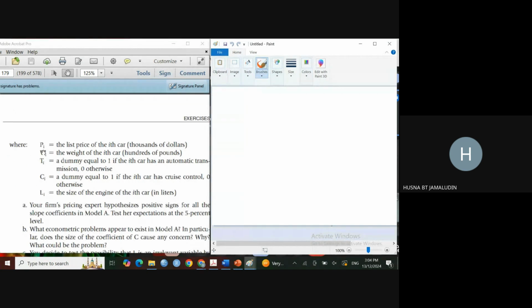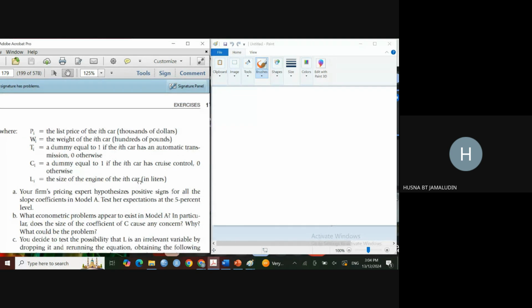So what is this P? P is your dependent variable. This is the list price of the car, which is in thousands of dollars. So the moment you see the price of the car is measured in thousands of dollars, you have to remember, when you want to interpret the changes in the variables, you have to multiply with thousands of dollars. And W is the weight of the car in hundreds of pounds.